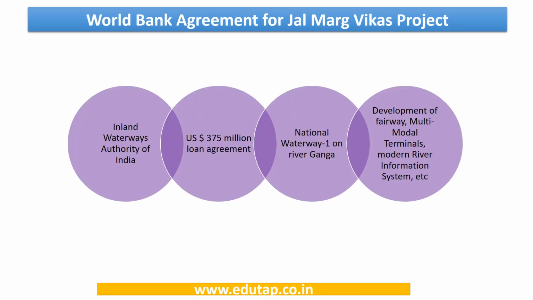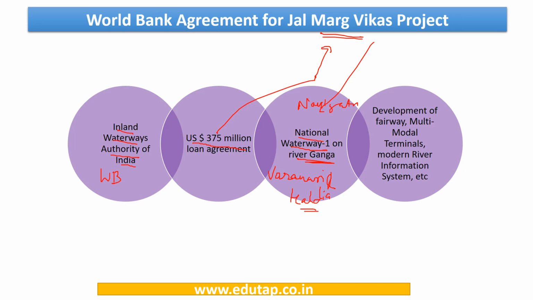Next we have the World Bank agreement for the Jal Marg Vikas project. The Inland Waterways Authority of India has signed an agreement with the World Bank, and the agreement is of $375 million. It is a loan agreement to implement the Jal Marg Vikas project. This project is basically for capacity augmentation of navigation and other related activities for development of National Waterway 1 on the Ganga River, to enhance the activities and infrastructure between Varanasi and Haldia on National Waterway 1.